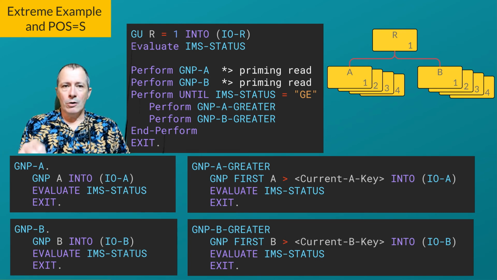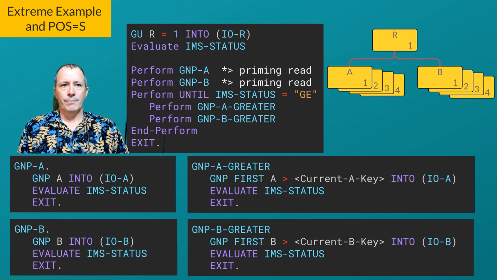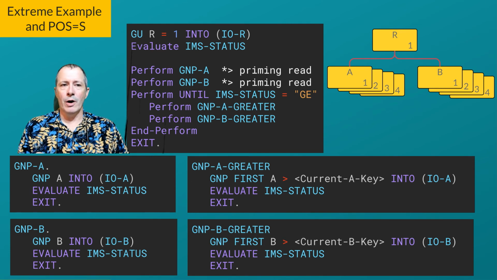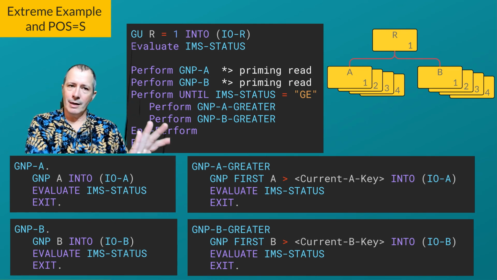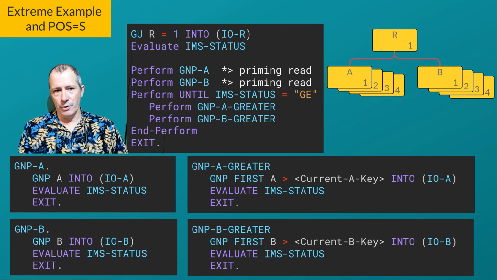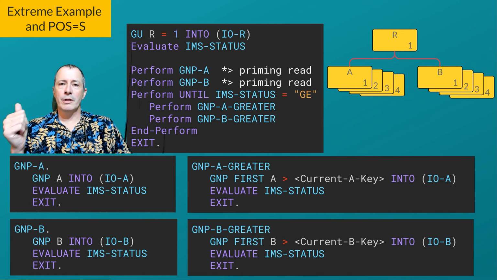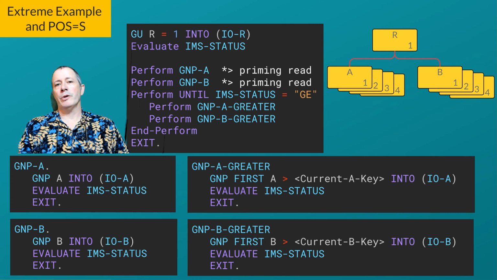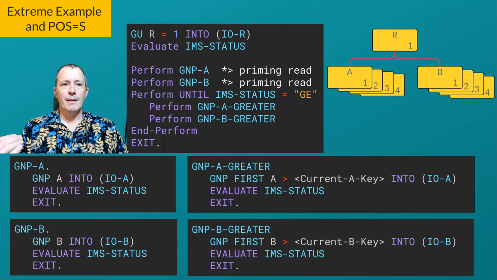Repeat these greater than calls until a GE is returned. Because IMS has to start with the first segment each time, it is scanning the segments behind the scenes. To return a segment with a key of 2, IMS has to scan A1 to get to A2. IMS has to scan B1 to get to B2. To return a segment with a key of 4, IMS scans segments 1, 2, 3 to return A4, and it has to do the same thing for segment B.